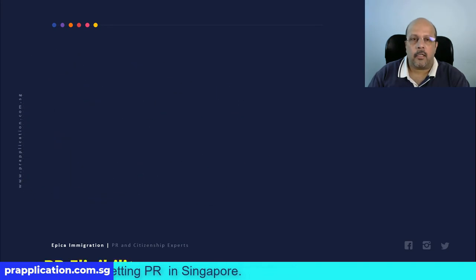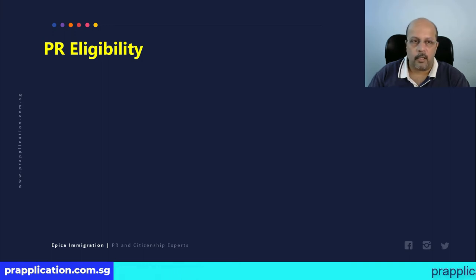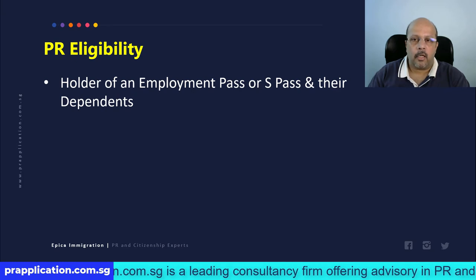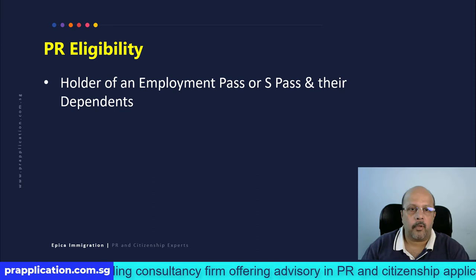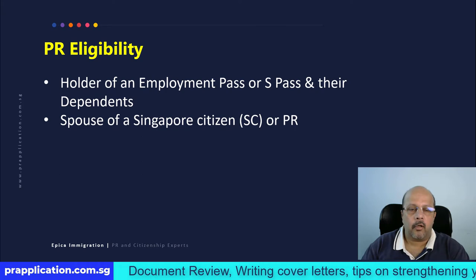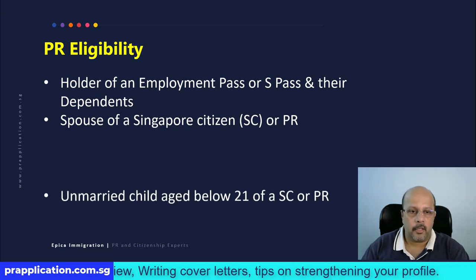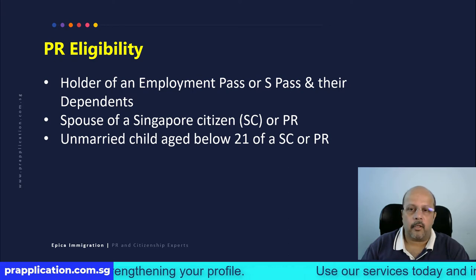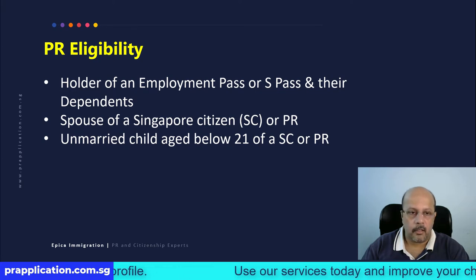The first question that comes to our mind is, what is the PR eligibility? Who are the people who are allowed to file the PR application in Singapore? Holders of an employment pass or S pass, and their dependents, can apply for permanent residency. This is called the PTS, Professional, Technical and Skilled person category. The spouse of a Singapore citizen or a PR can apply for permanent residency. An unmarried child below age 21 of a Singapore citizen or PR can apply for PR filing.